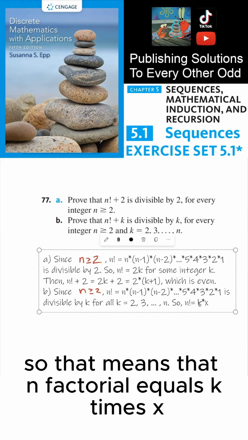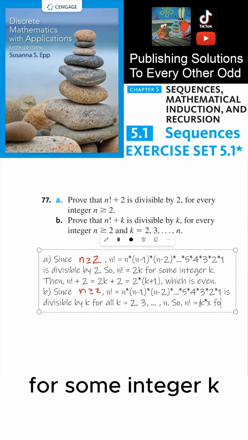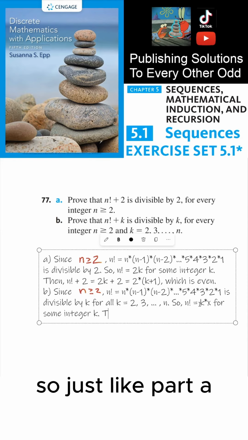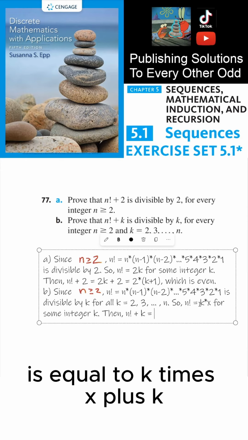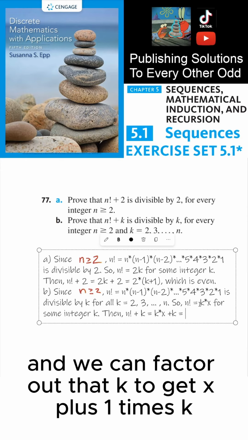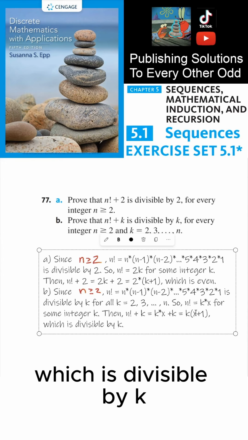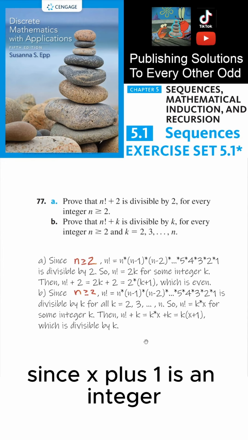So that means that n factorial equals k times x for some integer x. So just like part A, then we can say that n factorial plus k is equal to k times x plus k. And we can factor out that k to get x plus 1 times k, which is divisible by k since x plus 1 is an integer. And those would be my proofs.